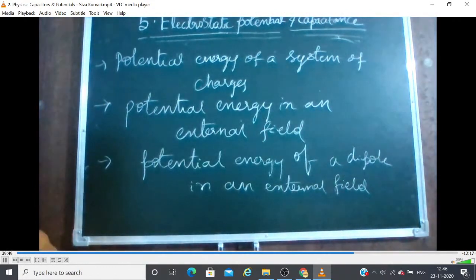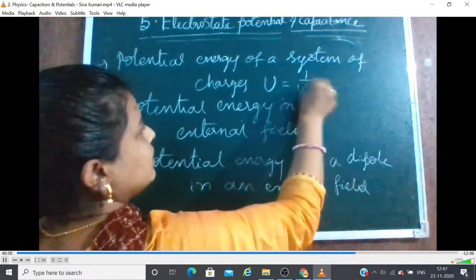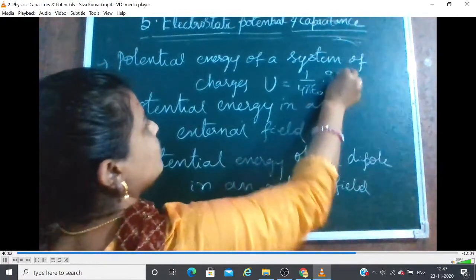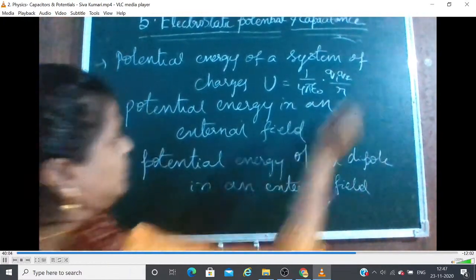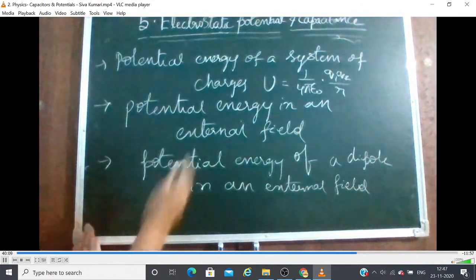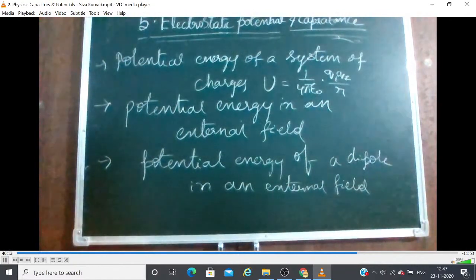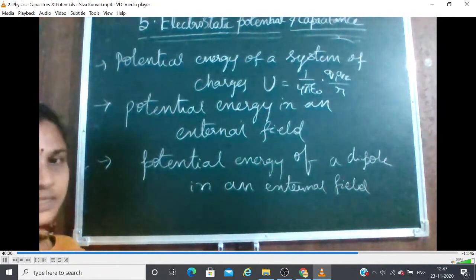For a system, the potential energy we have to calculate for the charges. We will get the formula U is equal to 1 by 4 pi epsilon naught into Q1 Q2 by R, where the potential energy in an external field. A potential energy in an external field means already we have not taken an external field, that means a source we have not considered actually.